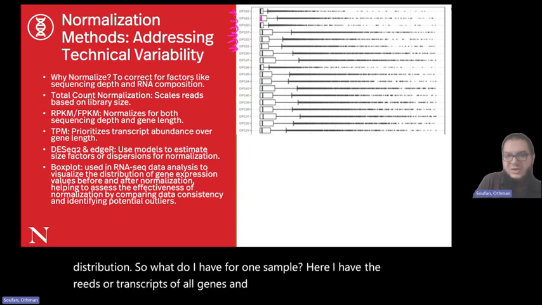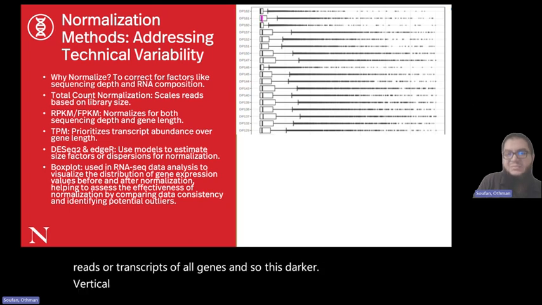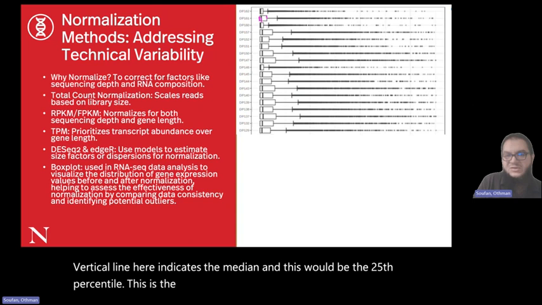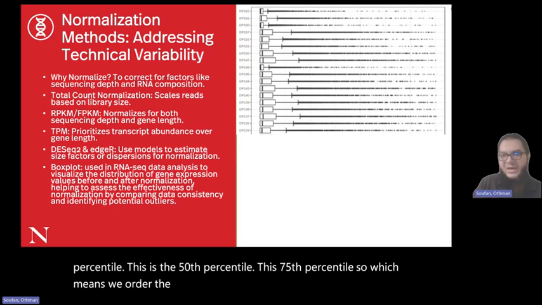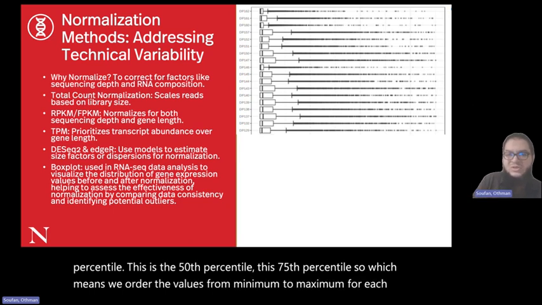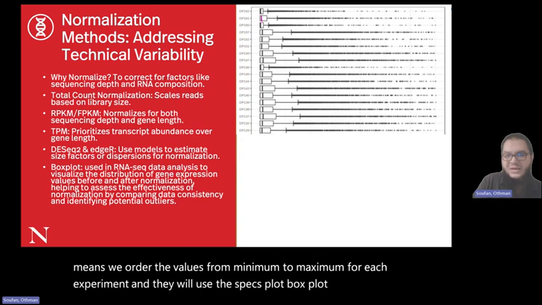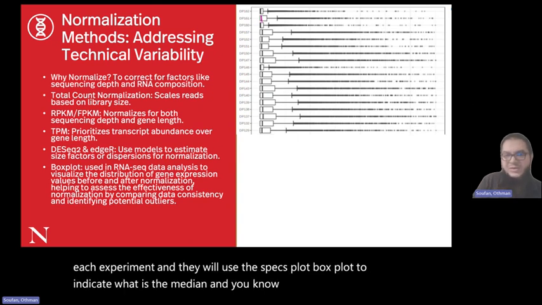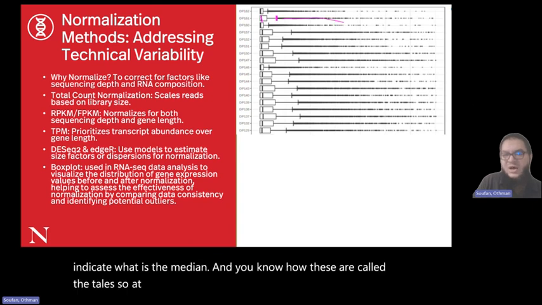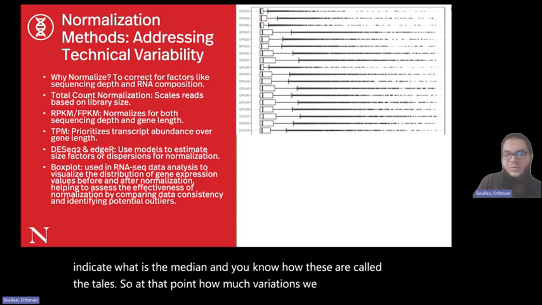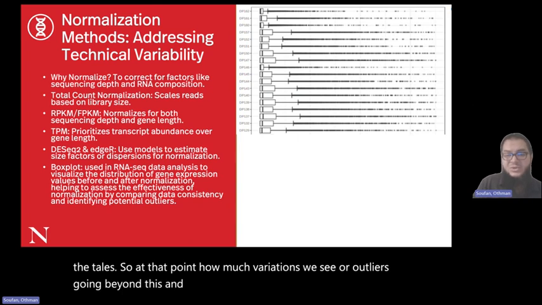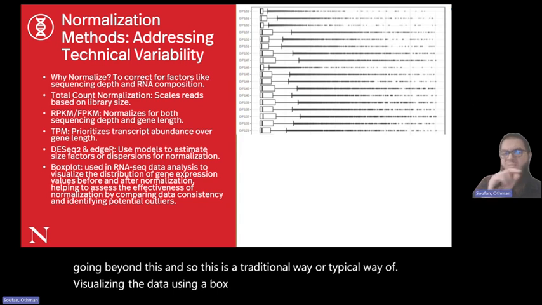And so this darker vertical line here indicates the median. This would be the 25th percentile, this is the 50th percentile, this is the 75th percentile. Which means we order the values from minimum to maximum for each experiment, and then we use this box plot to indicate the median. And you know how these are called the tails. At that point, we see how much variation or outliers go beyond this. This is a typical way of visualizing the data using a box plot, which is nothing but ordering the values.